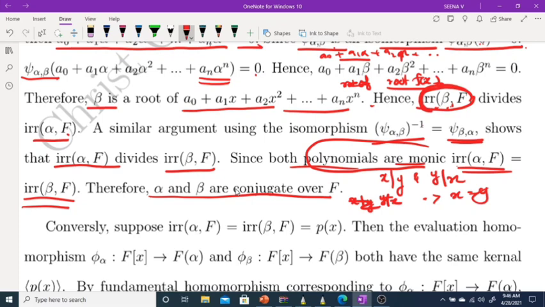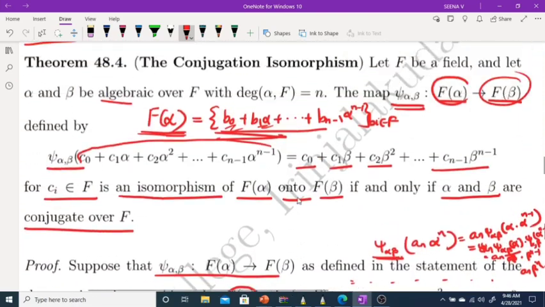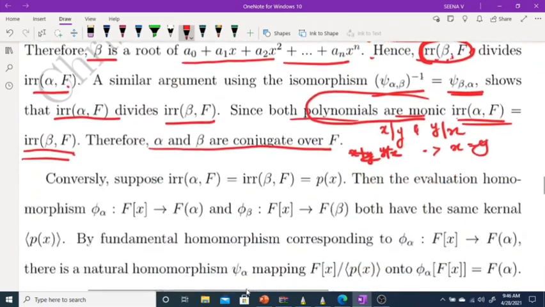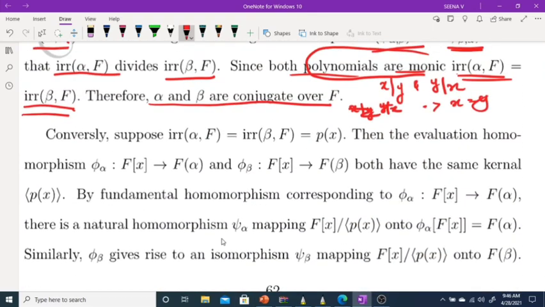Irreducible of alpha over F equal to irreducible of beta over F means alpha and beta are conjugate over F. Now conversely, suppose that alpha and beta are conjugate over F, and we have to prove that psi alpha beta defined like this is an isomorphism. So suppose irreducible of alpha over F equals irreducible of beta over F, and let it be p of x.